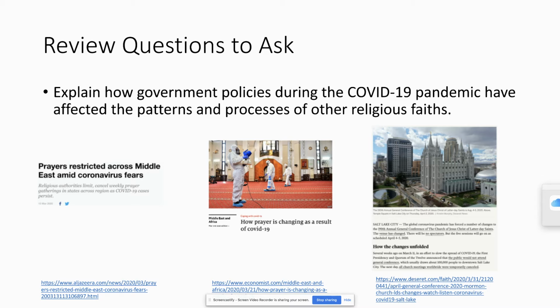Let's see, the second one is from The Economist. It's all about how prayer in general is changing as a result of pandemic responses. Again, generally canceling, encouraging collective worship to not happen. People do that at home. And then lastly, let's do a local example. This is off DeseretNews.com, and you can see this article if you look at the text.